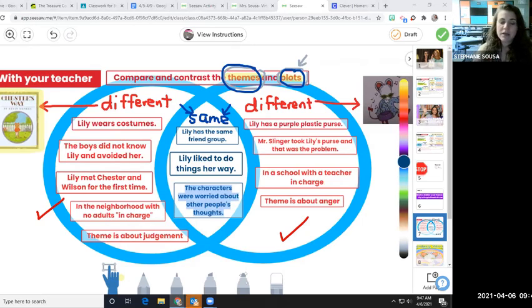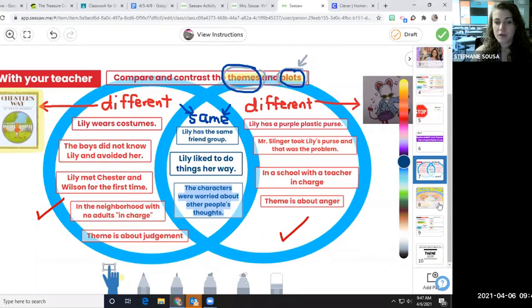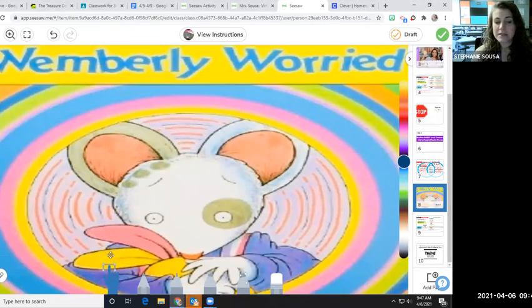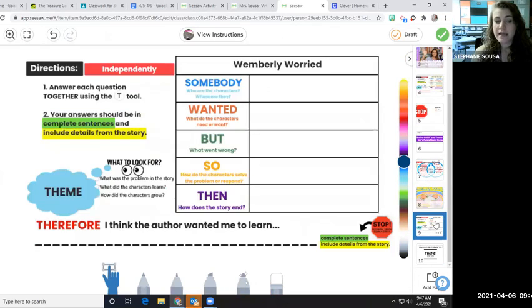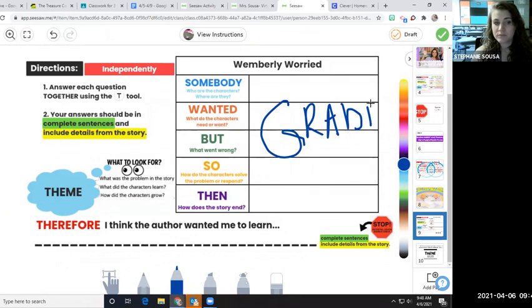Today, for your independent work, we are going to look at a third text by Kevin Henkes. This text is called Wemberly Worried. You will find the read aloud for this text on slide 8. So on slide 8, you'll click the link and listen to the story. On slide 9, you are going to track the Somebody Wanted But So Then, and the theme. I am going to take a grade on this slide today.